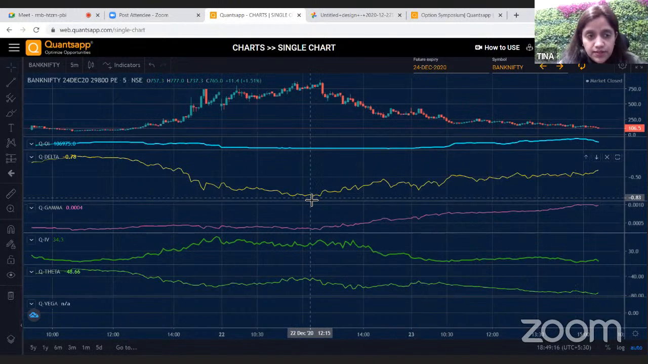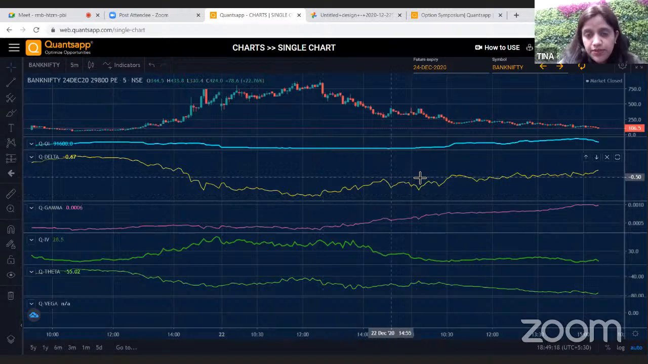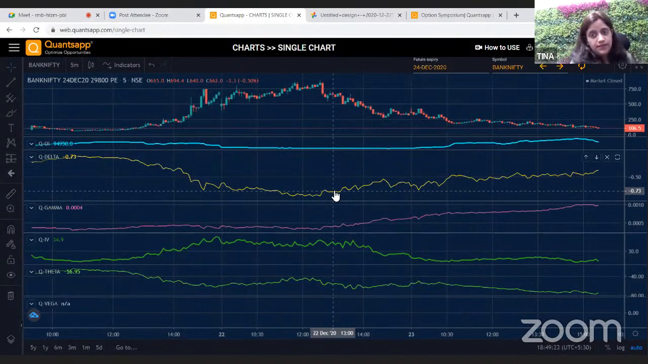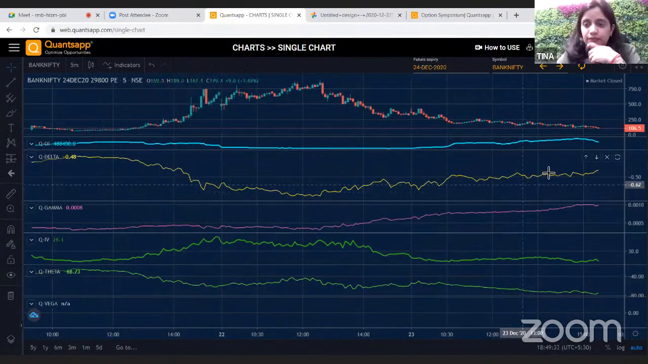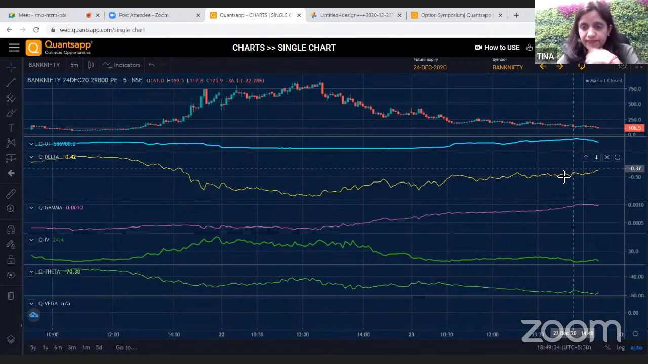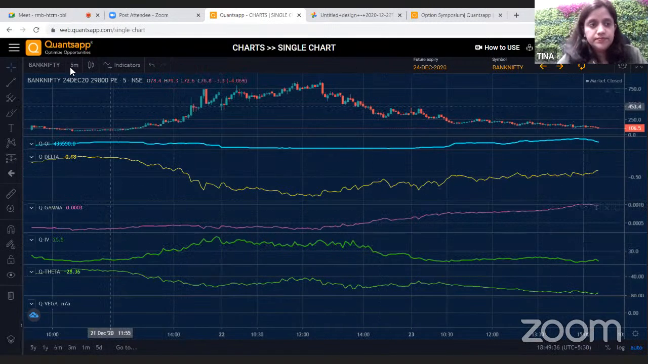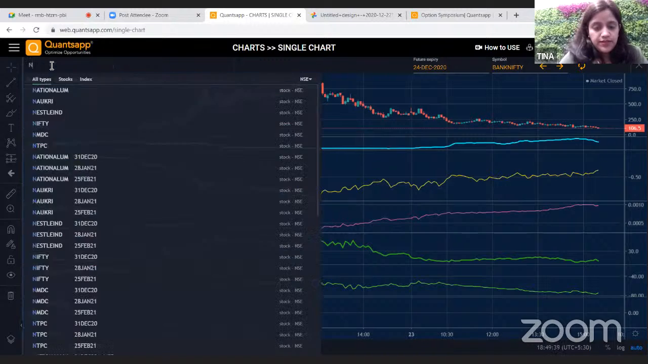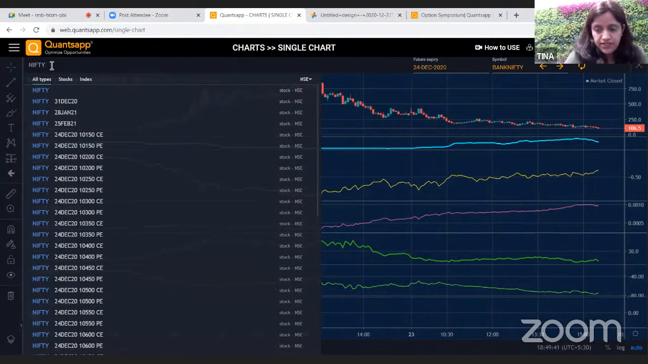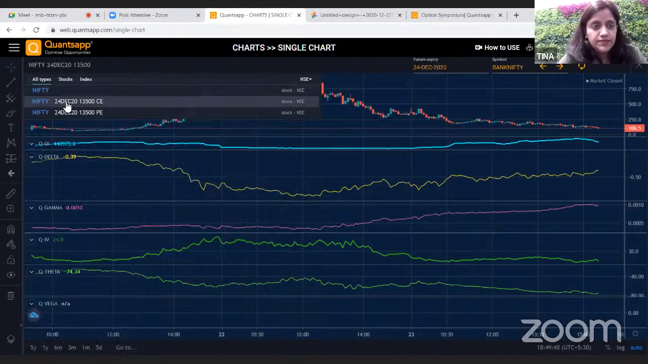Like if you look here, delta moves from minus 0.8 to minus 0.5. That means something which was in the money is now moving to at the money, right? So if I say 29,800 was an in the money option, now it is moving to an at the money option. Now I can change, say I do Nifty 24th December 13,500 C.